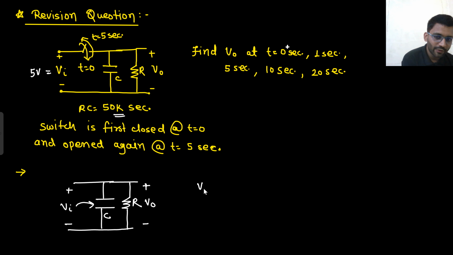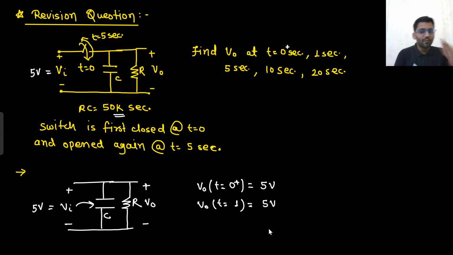So your V0 value at t equals 0 plus will be what? 5 volt only, because this input we are assuming to be 5 volt. What will be the value at t equals 1 second? It will be 5 volt only. It will be 5 volt irrespective of the RC value.